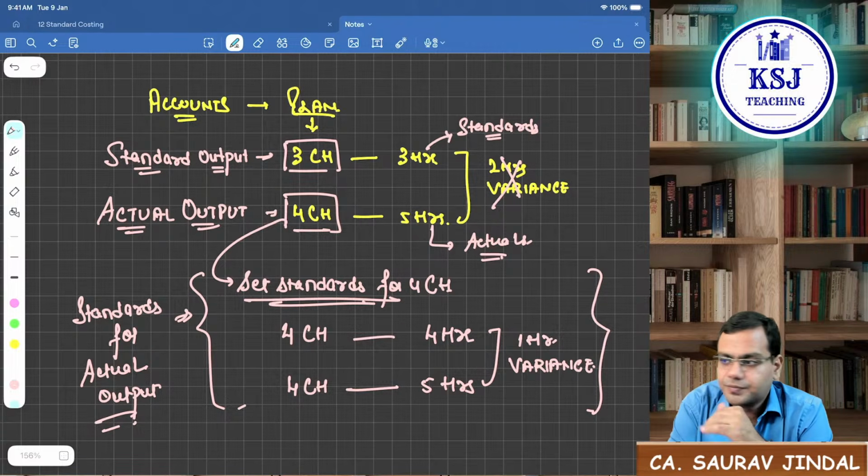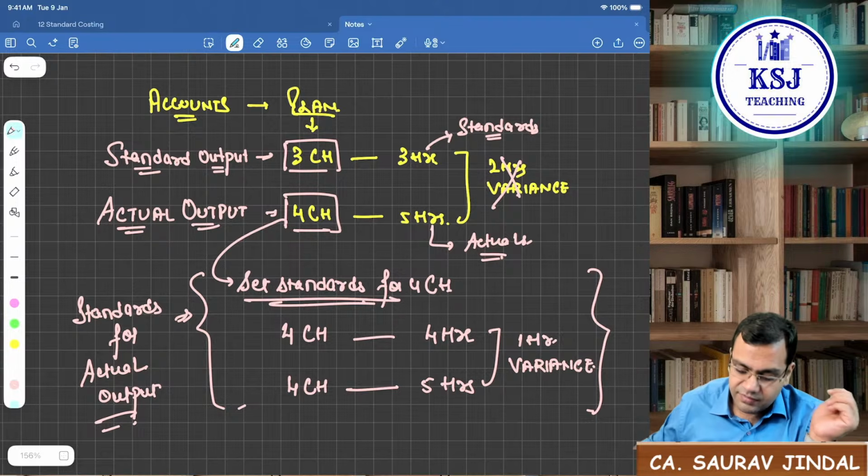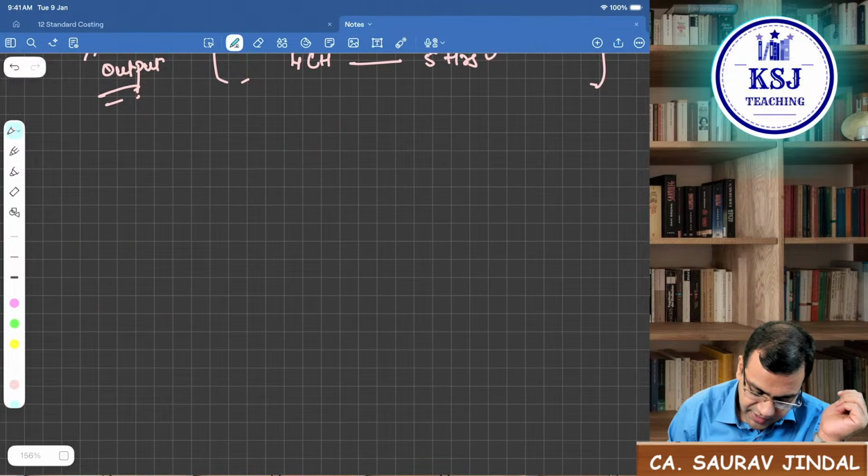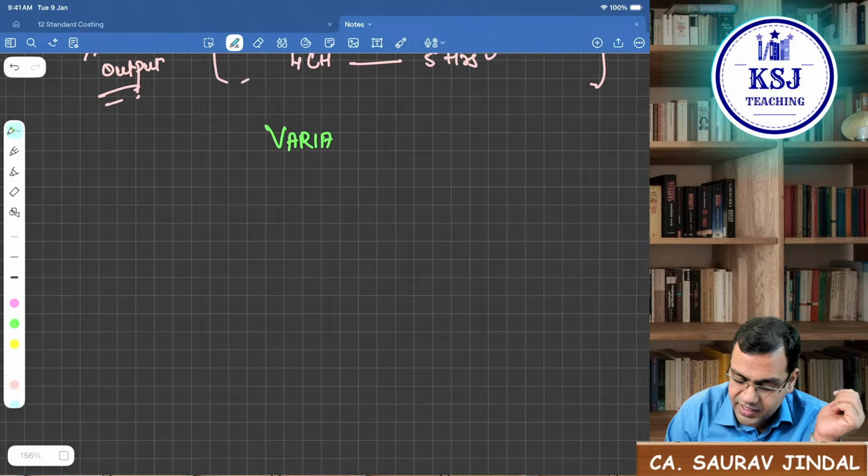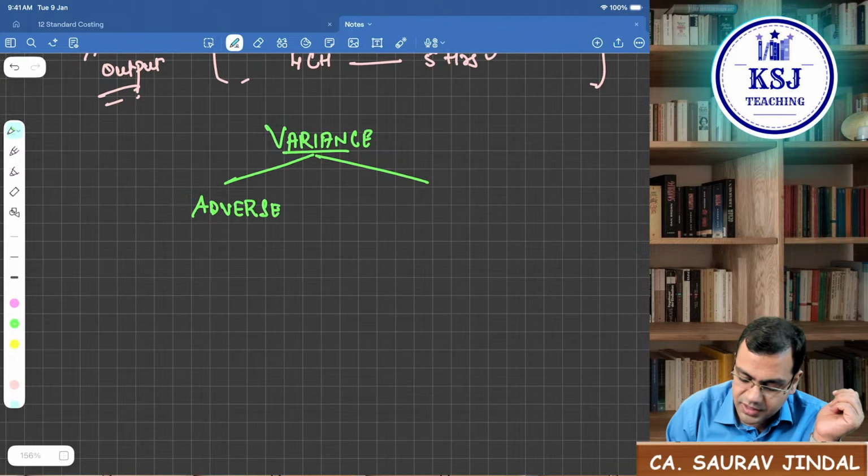Okay. So now, when we talk about variance, variance can be of two kinds. The variance can be either adverse or favorable, right? When we say this word variance, it can go two ways. Either it can be adverse, or this variance can be favorable.